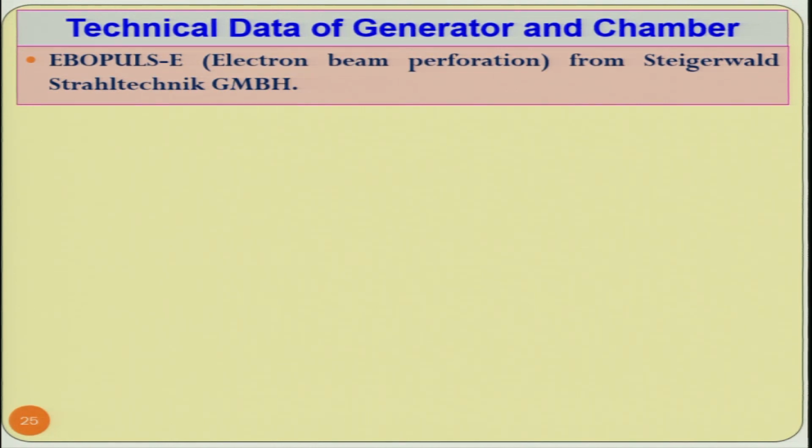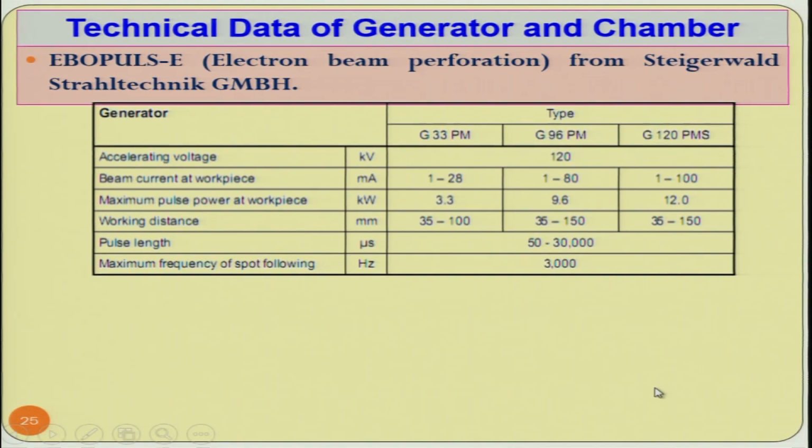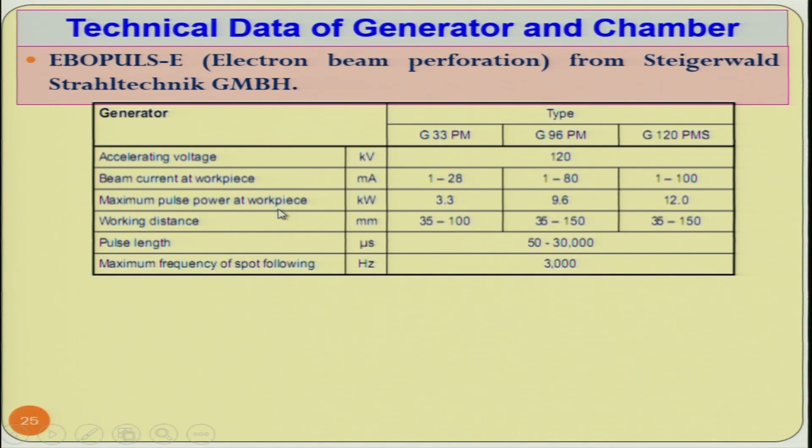Then there are certain technical data of the generator and chamber. I am not going to go into details. I will just tell you some names, like accelerating voltage, which may be around 120 kilovolt. Beam current at workpiece we have seen, 1 to 28 milliampere to 100 ampere. Then maximum power. Now, please note, in case of micromachining, these values may go down. These are more correct for larger size machining, nearer to micro or macro machining purposes. And then you have maximum pulse power at workpiece, working distance something like 35 to 150 millimeter.